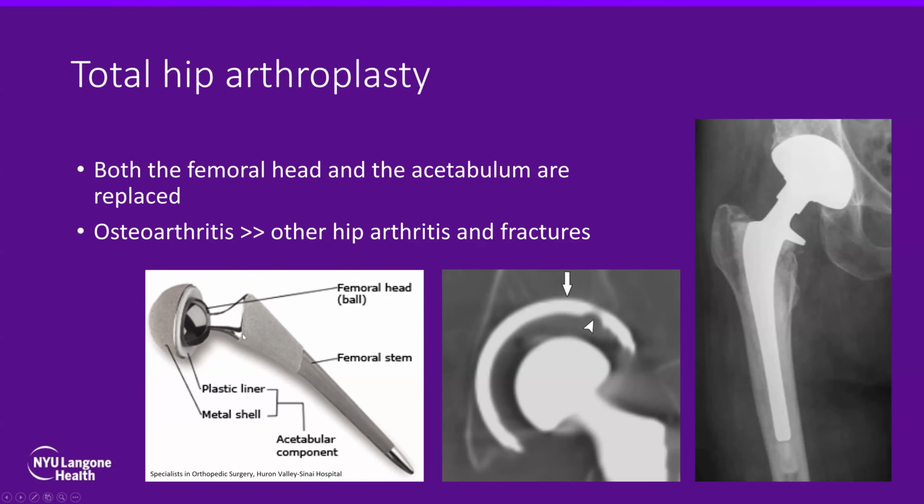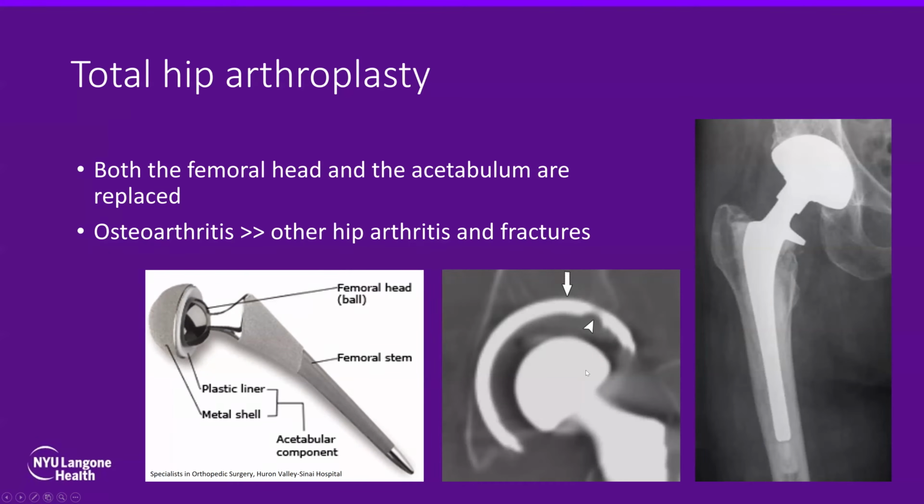So what is a total hip arthroplasty? In general, there are 2 components. One is the acetabular component, and the other part is the femoral component. The femoral component may have multiple subcomponents: the femoral head and the stem. The acetabulum may be a single piece, or it may have more than one piece. In this case, for example, it has 2 pieces. One is the metal shell, the outer part, and the other one is a plastic liner, the inner part.